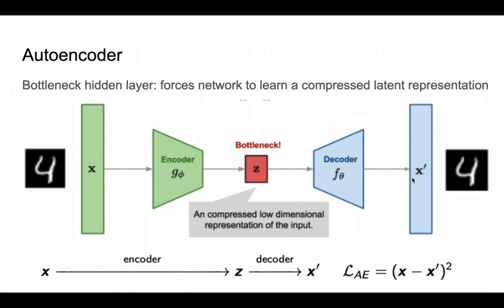Therefore, the bottleneck forces the network to learn a compressed latent representation, and we are able to reconstruct information from this compressed latent representation. The loss function of the autoencoder is normally defined based on the mean square error. It compares the pixel to pixel difference between the output data and the input data.